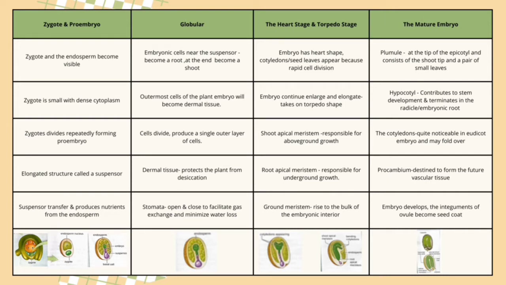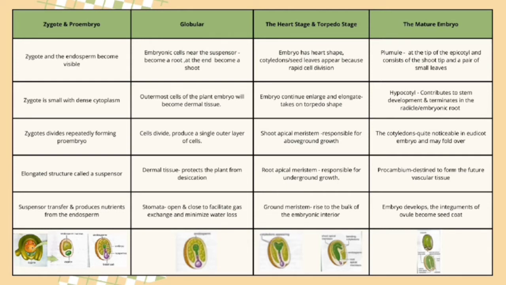Next, globular stage. The embryonic cells near the suspensor become a root. At the end, they become a shoot. Next point is the outermost cells of the plant embryo will become dermal tissue. The dermal tissue will protect the plant from desiccation. Besides that, the cells will divide and produce a single outer layer of cells. Next, stomata will open and close to facilitate gas exchange and minimize water loss.